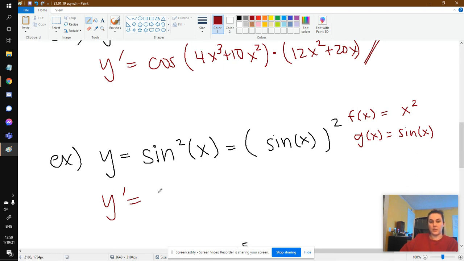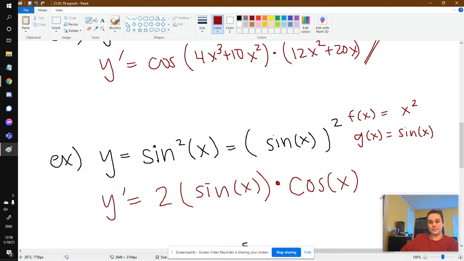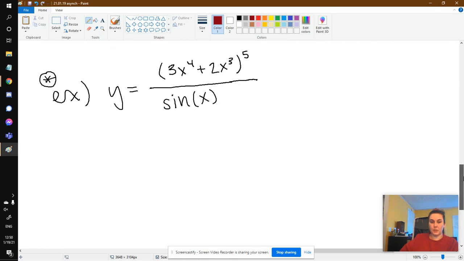So the derivative is: take the derivative of the outside. The derivative here is 2x. But rewrite sine of x, keep the inside the same, multiply it times the derivative of the inside. There you go. One more example, and then I'll tell you what to do for homework.